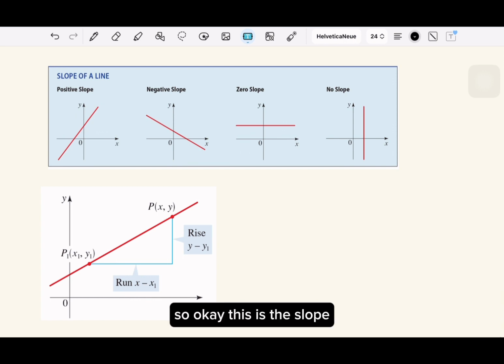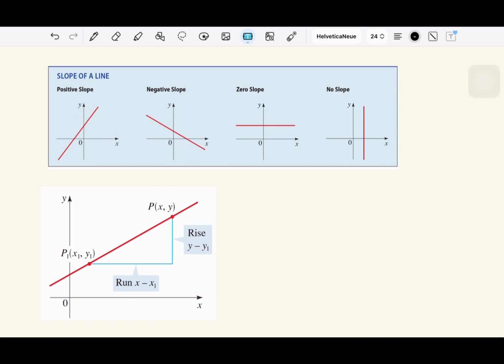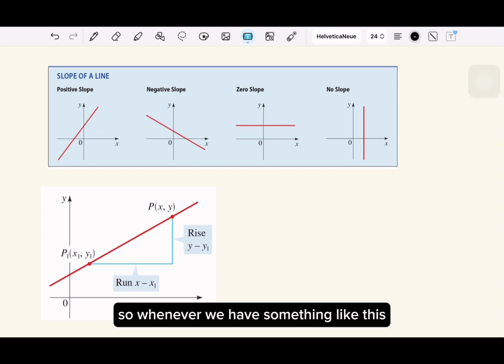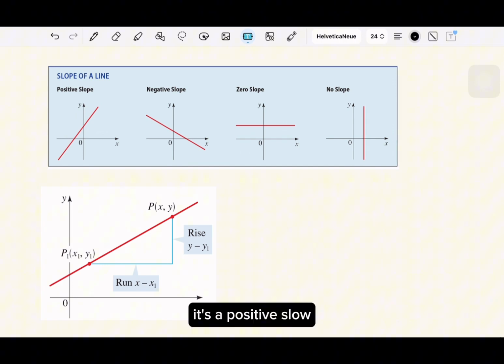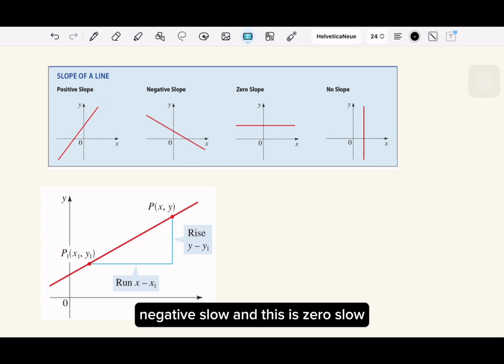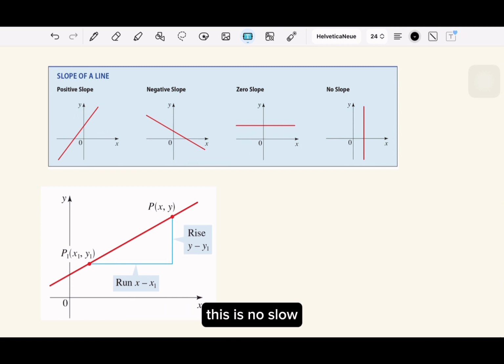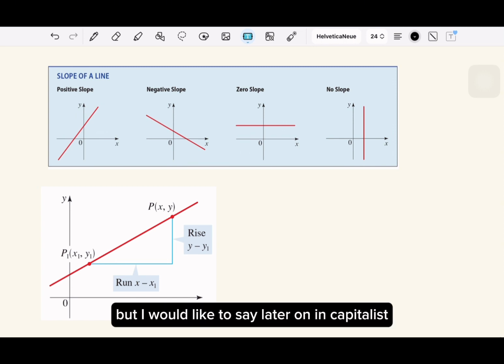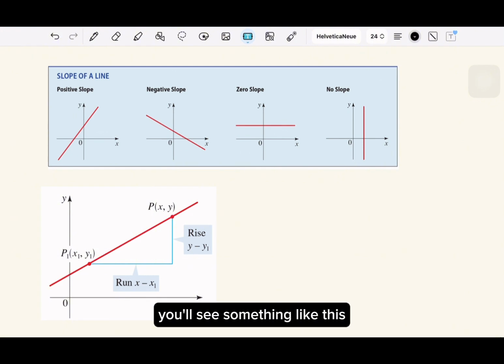So again, this is the slope. Whenever we have something like this, it's a positive slope, negative slope, and then this is zero slope. This is no slope. But I would like to say later on, in calculus, you will see something like this.